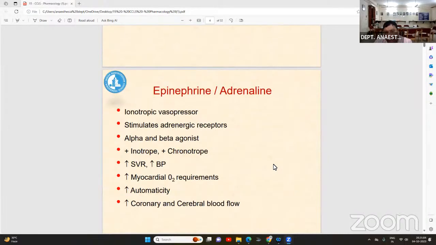Mainly it increases the systemic vascular resistance. That's why it constricts the peripheral vasculature by means of alpha receptors, and it can also increase the blood pressure. It can increase the myocardial oxygen requirements and also increase the automaticity. Whenever the patient is in cardiac arrest, there is almost a lack of rhythm, a lack of automaticity in the heart. It can stimulate the sinus node and stimulate the heart to generate its automaticity. And it mobilizes the blood from the periphery to the center so that it can increase the coronary and cerebral blood flow, which further helps recovery from the cardiac arrest and also increases the cerebral blood flow, preventing neurological damage.